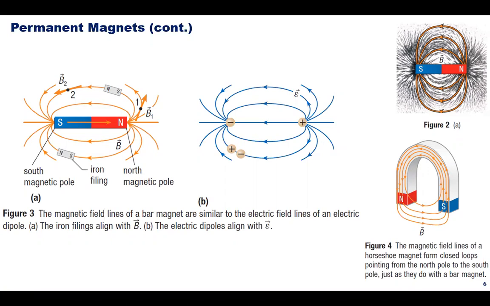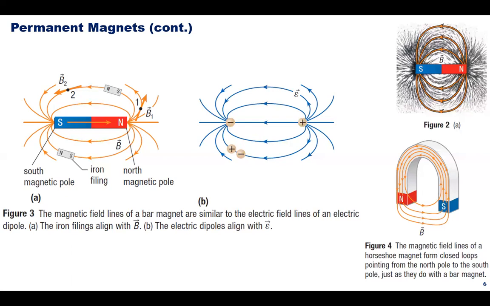You can make a horseshoe magnet by simply bending a bar magnet, which is shown here in figure 4, the bottom right. One end of the horseshoe magnet has the north pole, and the other end has a south pole. The field lines form closed loops as they circulate through the horseshoe. The field lines extend across the gap between the ends of the magnet, so the direction of the field is from the north pole towards the south pole, just as it is with a bar magnet. The magnetic field strength is greatest in the gap between the poles.